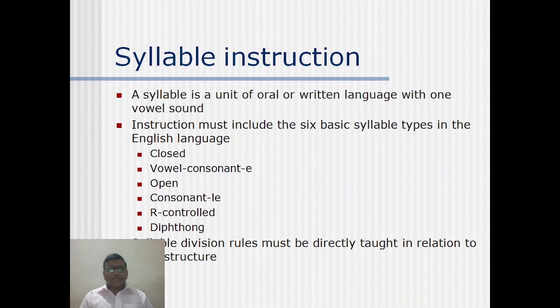Syllable instruction. A syllable is a unit of oral or written language with one vowel sound. Instruction must include the 6 basic syllable types in the English language, that is closed, vowel-consonant-e, open, consonant-le, r-controlled, and diphthong. Syllable division rules must be directly taught in relation to word structure.